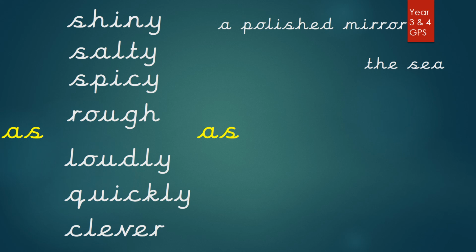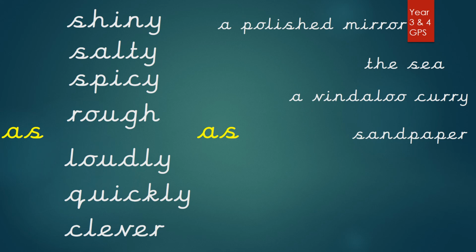The kitchen, maybe the kitchen smelled spicy. What other things are spicy? All sorts of things. I chose a vindaloo curry. The kitchen smelled as spicy as a vindaloo curry. If we're talking about somebody's hands being rough, he had hands as rough as... What other things are rough? Sandpaper. He had hands as rough as sandpaper. They mustn't have felt very nice.